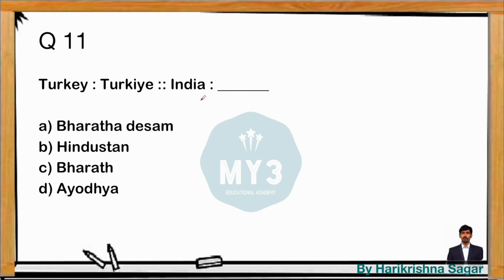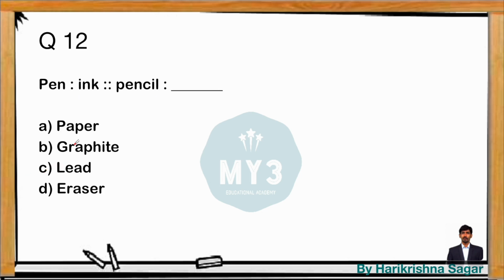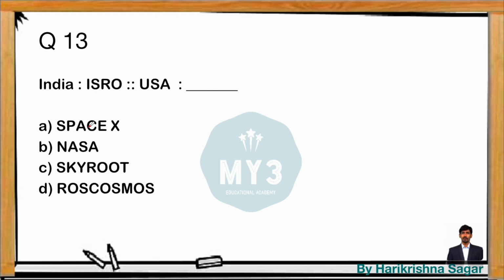Turkey, Turkiye, India, what? Turkey is an old name and they changed the name to Turkiye. Similarly, India has changed the name in the G20 presidency as Bharat. So the answer must be C. Pen, ink, pencil, what? Inside the pen we have the ink and inside the pencil we have graphite. Answer must be B.